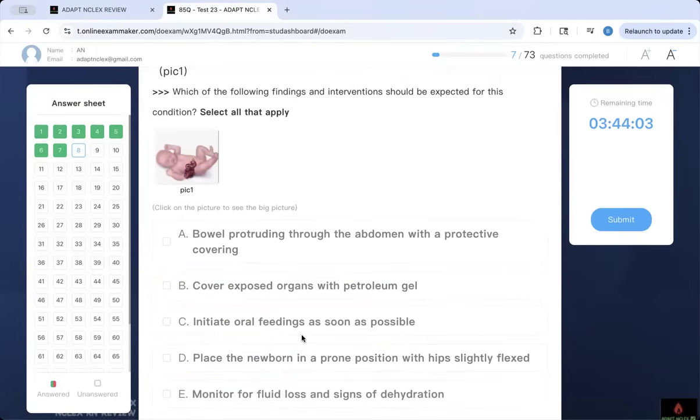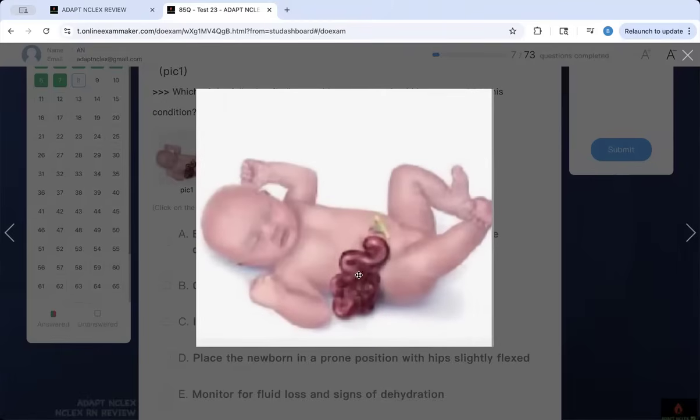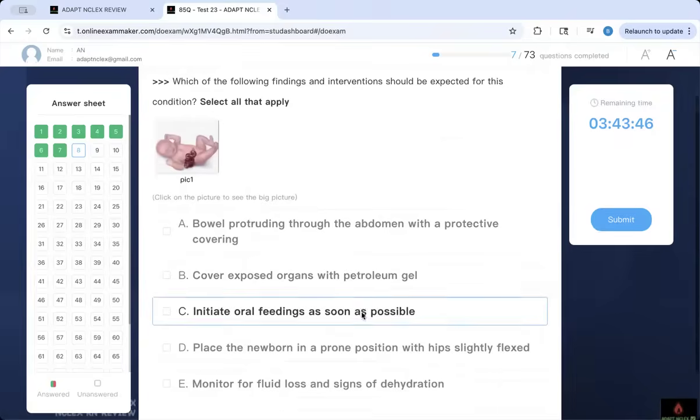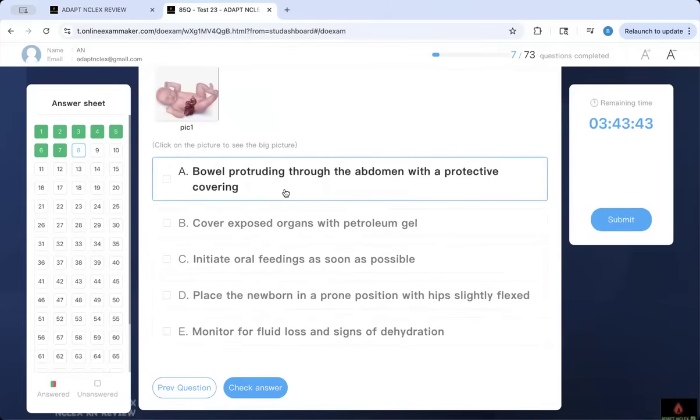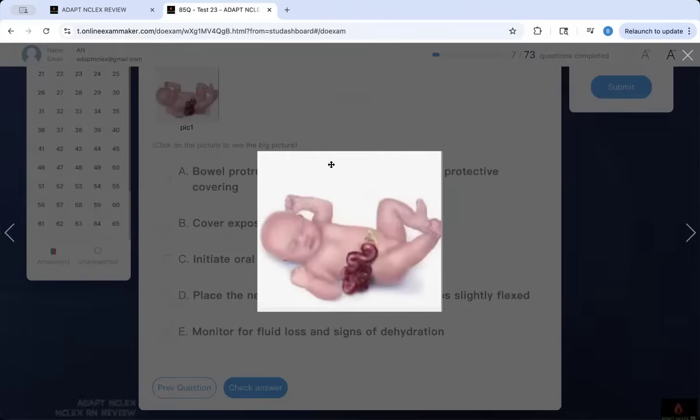Which of the following findings and interventions should be expected for this condition? What kind of condition? This is what you have. What do you think? This is the kid, and this is what you see. Look at it again sometime and say, okay, this is what I see. Now, what would I do? The bowel is protruding through the abdomen with protective covering. Is that what you see? Cover the exposed organ with what? Petroleum gel. Initiate oral feeding as soon as possible. Place the newborn in the prone position with the hip slightly flexed. Monitor for fluid loss and signs of what? Dehydration.